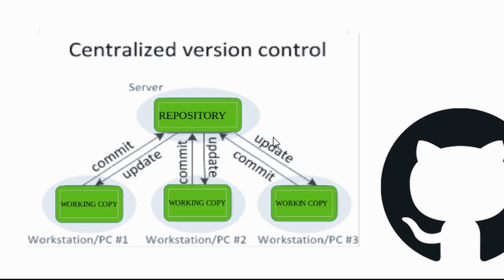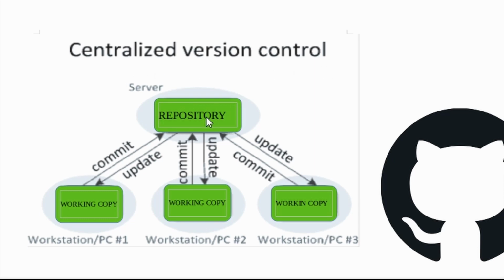So version control is of two types: centralized version control and distributed version control. Git is a distributed version control. We will not go deep into it, but we should know what centralized version control is, what distributed version control is, and what their advantages and disadvantages are.